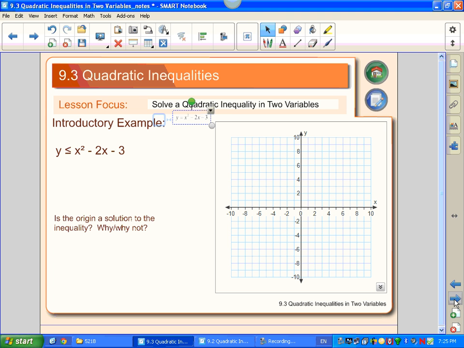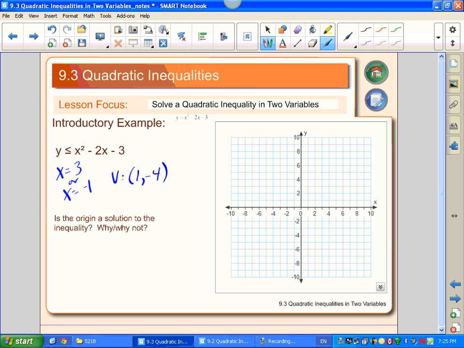So we already know a few pieces of information about this quadratic. We know the zeros. So we know that this is at x equals 3, or x is equal to -1. We know that the vertex is at 1, -4. So we already have all that information. We had done it before. So it's going to help us when we're drawing.